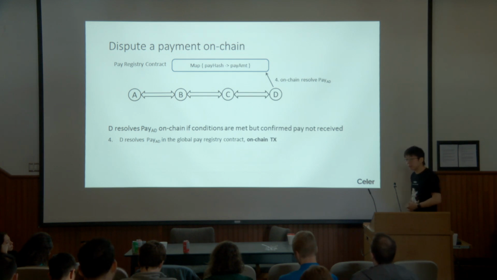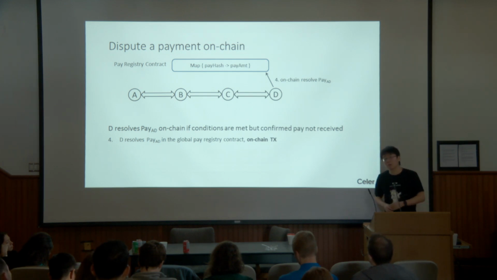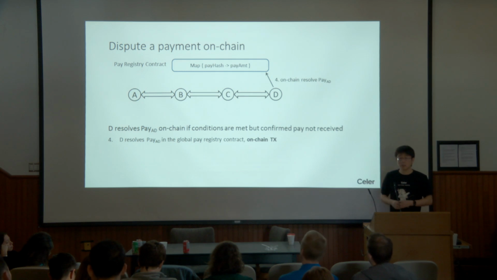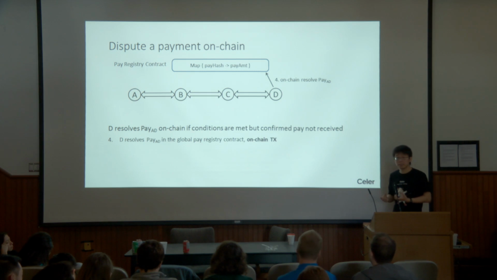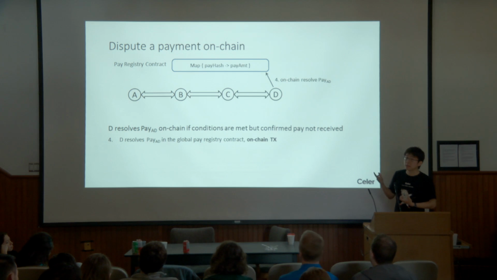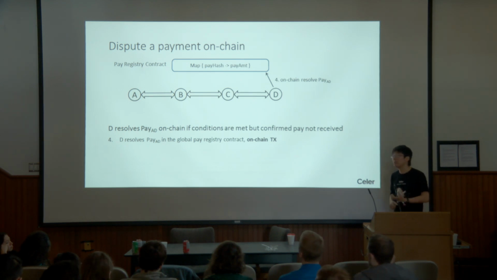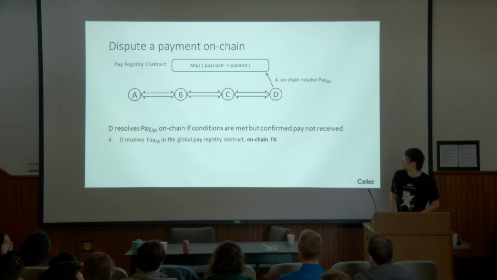For this, we have a separate contract called Pay Registry, which is globally shared by everyone, by all pays. What it essentially is, is a hash map. The key is the hash of the pay. As I said, each pay is unique, so by simply looking at the hash of the pay, you can get the payment result. So D will resolve this payment on-chain and write the pay result into the pay registry. This is one on-chain transaction.